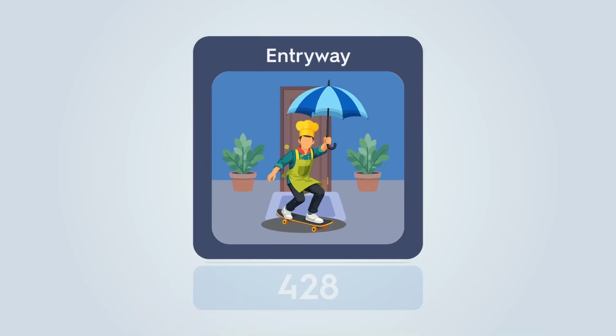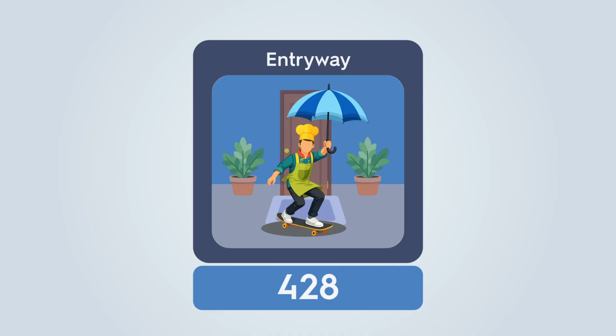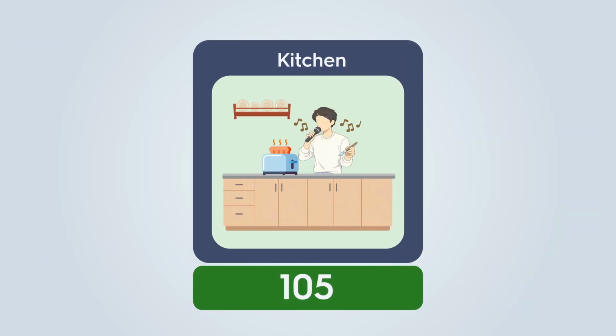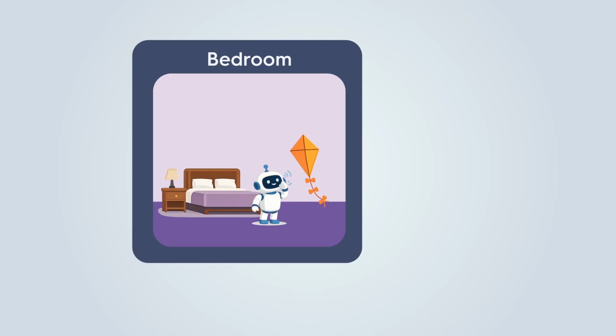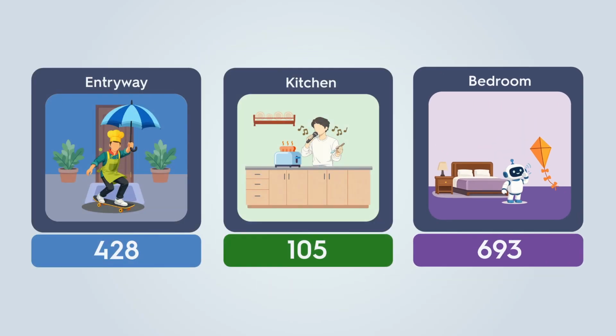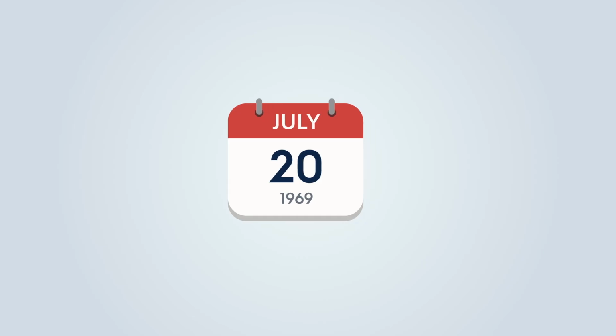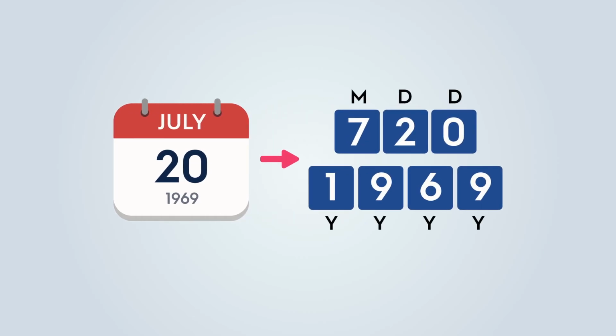To recall the number, take the same walk. First, notice the scene in the entryway and translate it back. Next, move to the kitchen and translate that image. Then continue room by room. You can also use PAO for information that can be turned into numbers, such as dates.